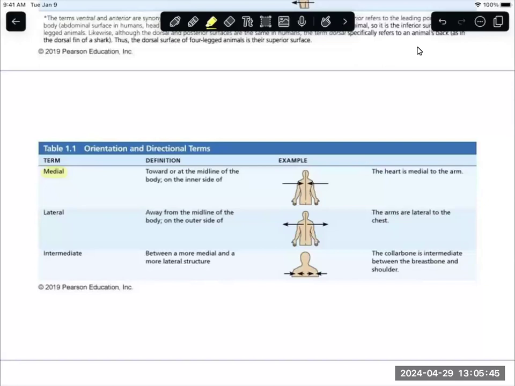Lateral is opposite. Lateral is towards that outside, away from the body. So if we're talking about lateral being further away from that middle, your hip bones are lateral to your bladder. You can go with the same thing. Your kidneys are lateral to your stomach. Your arms or shoulders are lateral to that breastbone.